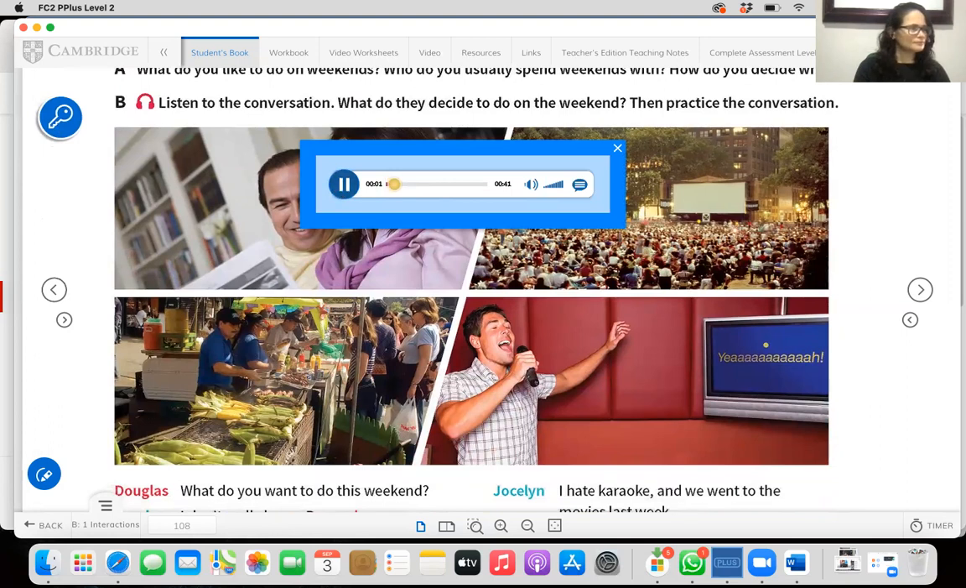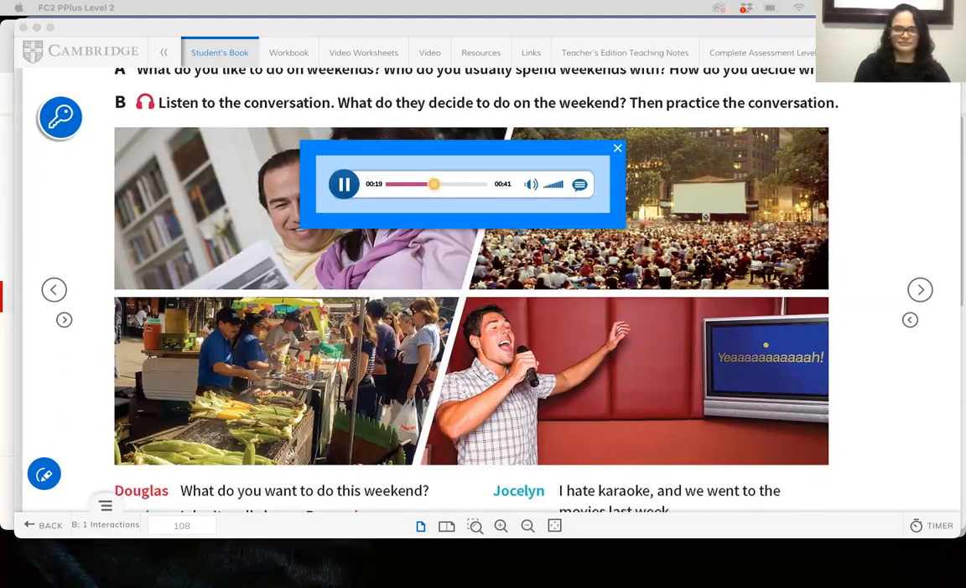Lesson B. Any suggestions? Page 108. Exercise 1. Interactions. Suggestions. Part B. What do you want to do this weekend? I don't really know. Do you have any suggestions? Well, there's an outdoor movie in the park, a food festival, and a karaoke contest. I hate karaoke. And we went to the movies last week. Let's go to the food festival. Okay, that sounds good. Have you ever been to one? No, but it sounds like a lot of fun.